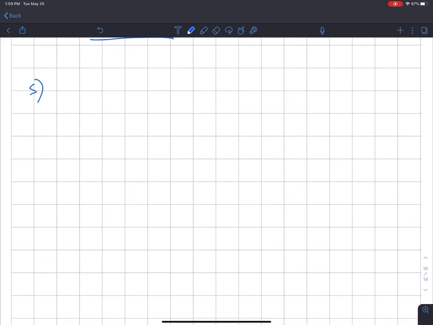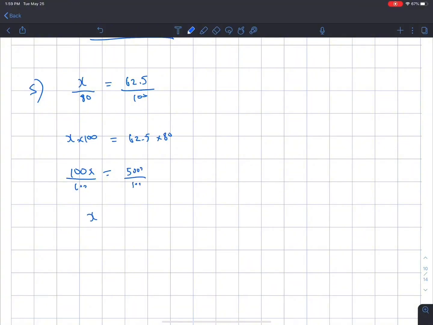S. What is, so that will be the amount x, 62.5%, so 62.5 over 100, of 80? So 80 is the base. We cross multiply. We get 100x equals 5,000. And we divide both sides by 100. We got x equals 50.